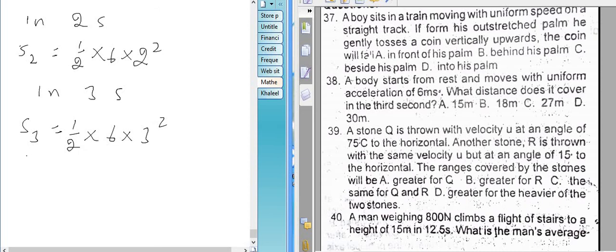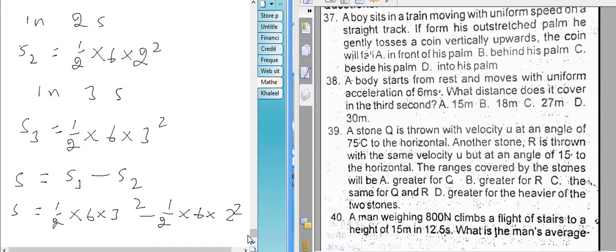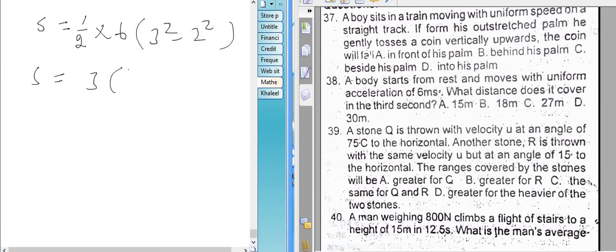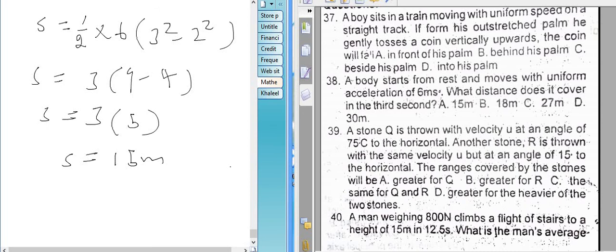So the distance in the third second is going to be equal to the distance in the first 3 seconds minus the distance in the first 2 seconds. So this distance is equal to half times 6 times 3 square minus half times 6 times 2 square. Half is common, 6 is common, then we have 3 square minus 2 square. So this is equal to 6 divided by 2 is 3, 3 square is 9 minus 4. So this distance is 3 times 5, which is 15 meters. Therefore, the answer is 15 meters. The correct option is option A.